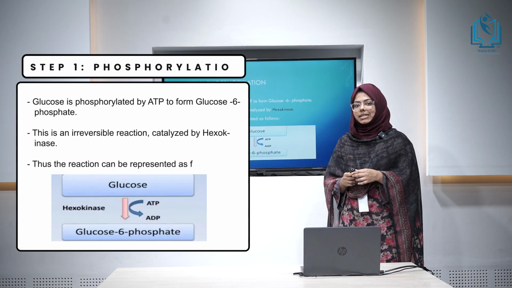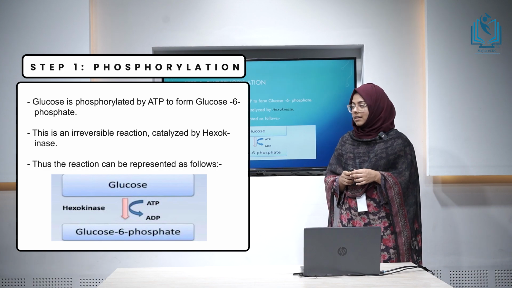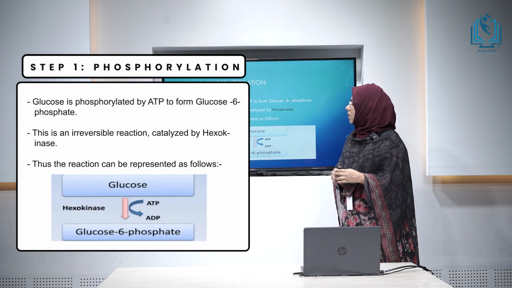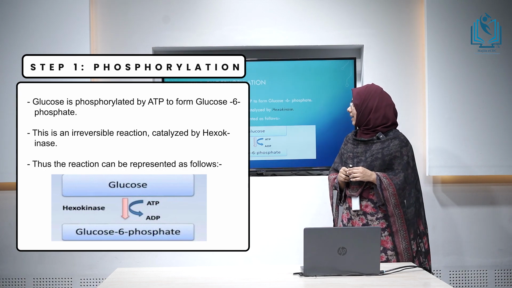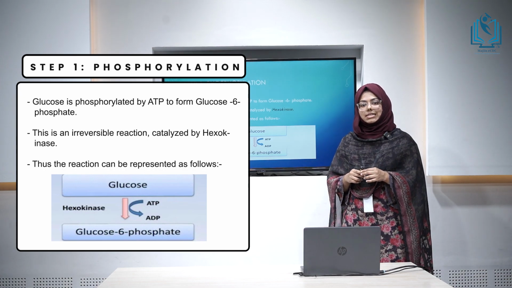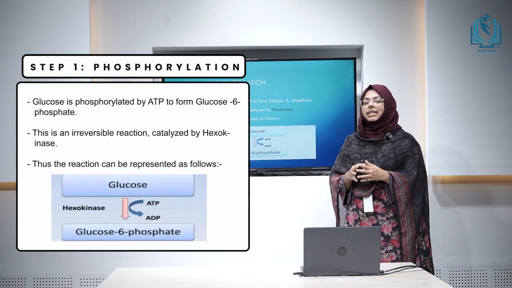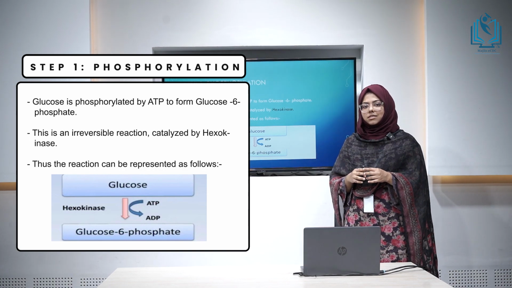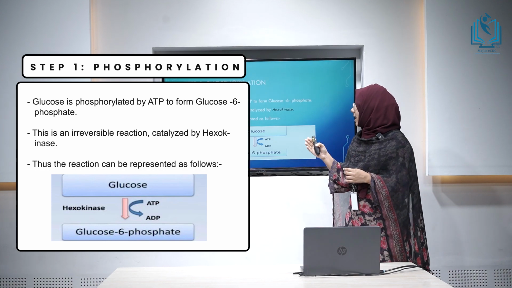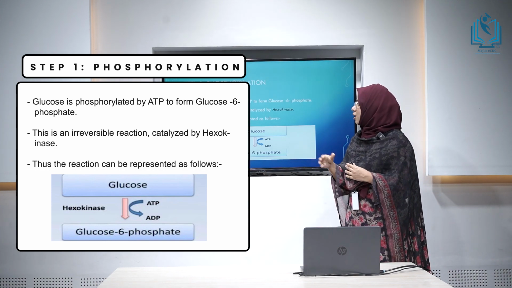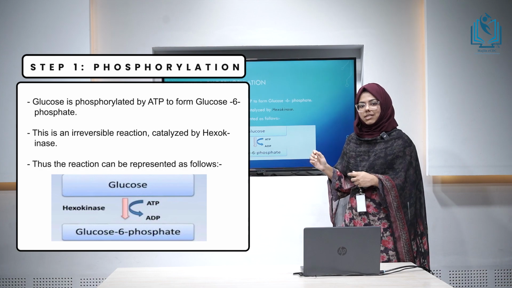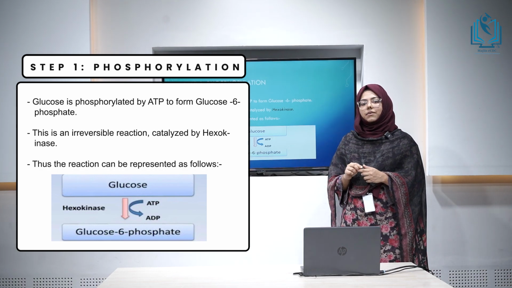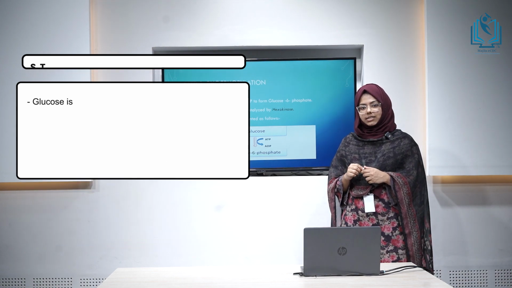Coming to the stepwise details of glycolysis, step 1 is phosphorylation, where glucose is phosphorylated by ATP to form glucose 6-phosphate, and this is an irreversible reaction catalyzed by the enzyme hexokinase, and the reaction can be represented as glucose converted to glucose 6-phosphate by the phosphorylation using ATP and with the help of enzyme hexokinase.